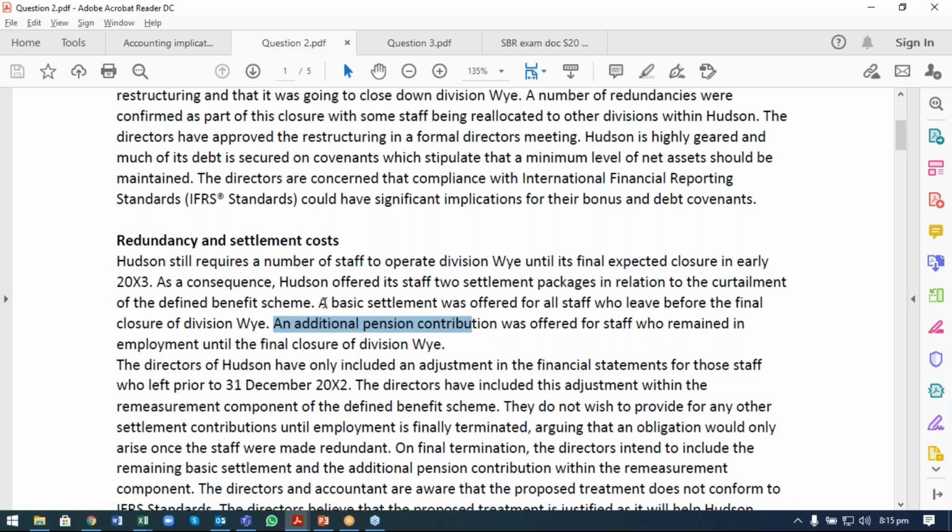If you are going to explain that the basic settlement offered to all the staff should be accounted for as a settlement related to the past service cost component, this should be charged to profit and loss account, that is perfectly fine. And second, any additional benefit and additional pension contribution that was offered to the remaining staff should also be charged to the profit and loss account. Why? Because it's an increase in pension plan in a past service cost component. So we have to make sure that this is also charged to profit and loss account, rather than charging it to other components of equity as suggested by the directors of the Hudson Company Private Limited. Is it right? Is it clear to everyone?